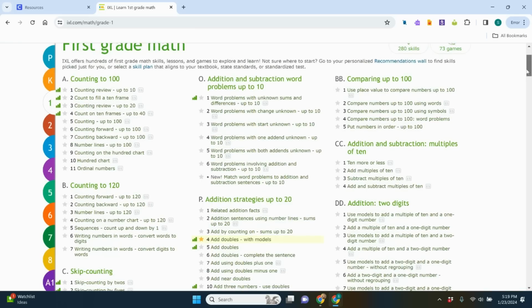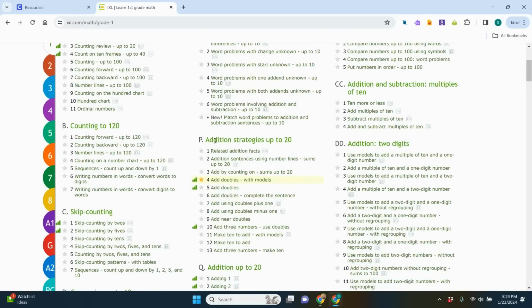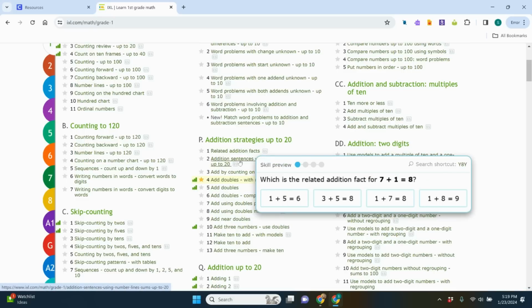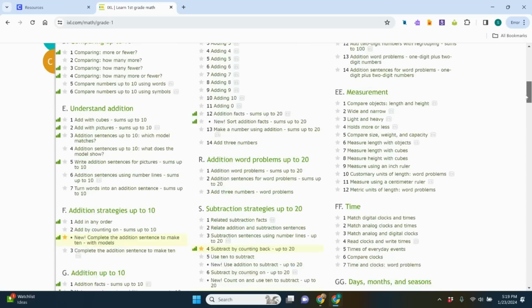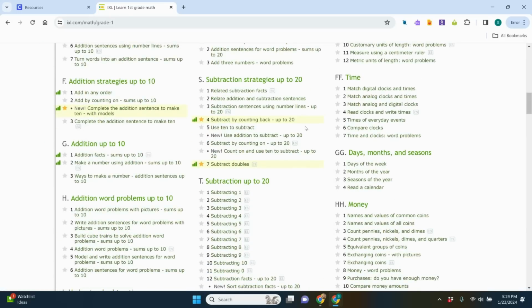Here we have addition and subtraction word problems. You can see all the different headings. Here's the addition strategies up to 20. So we have related addition facts, number lines, adding 3 numbers with making 10. And if you scroll down, you can see the same thing with subtraction strategies.